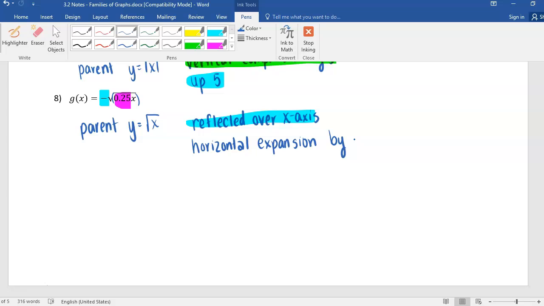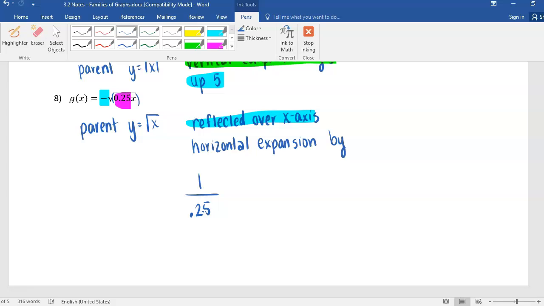whenever we have horizontal expansions and compressions, the factor is backwards. So it's not just by 0.25. In fact, it wouldn't make sense for you to have an expansion by a factor of 0.25, because if you multiply something by 0.25, it makes it smaller, right? So if you have an expansion, you need a number bigger than 1. If you have a compression, you need a number smaller than 1. So for all horizontal expansions or compressions, your factor is 1 over 0.25.